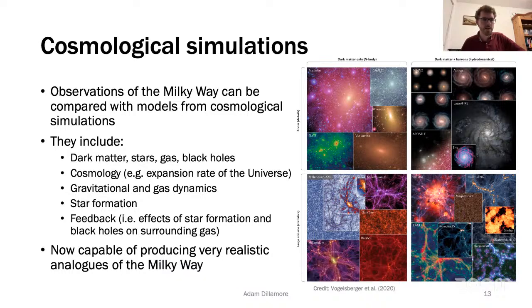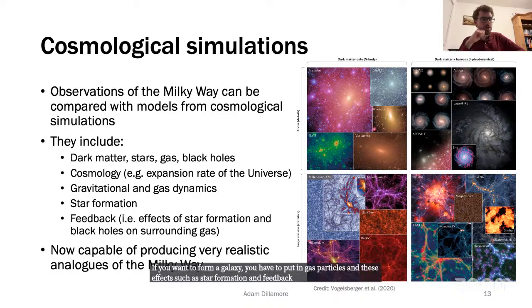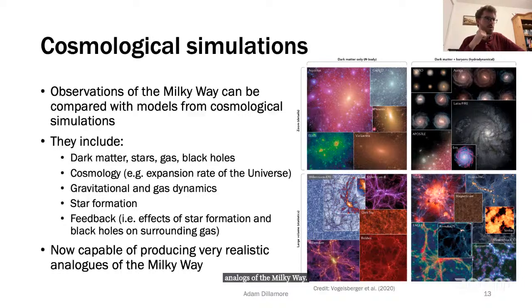If you want to form a galaxy, you have to put in gas particles and these effects such as star formation and feedback. And once you've done that, you can form analogs of the Milky Way. These are shown in the top right. So these are all simulated galaxies, many of which are chosen by their mass to be similar to the Milky Way. So we can look at these, compare these with our observations, and make inferences about the past merger history of the Milky Way.